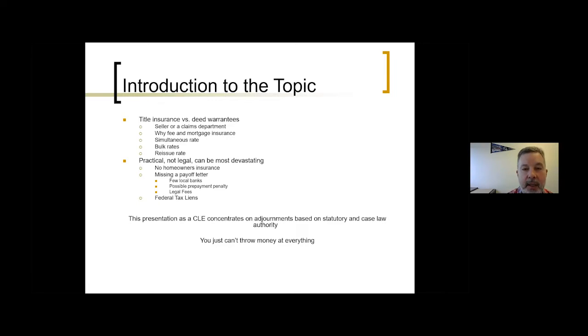host of other issues. Okay, so as I said, we're going to concentrate on adjournments based on statutory and case law, but we're also going to look at risk assessment and business decisions. A lot of things can be omitted with a monetary escrow, but you can't throw money at everything.